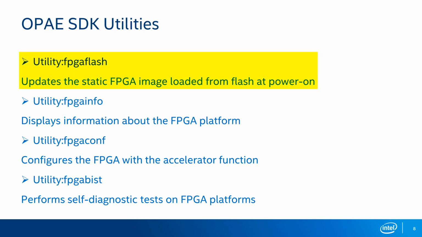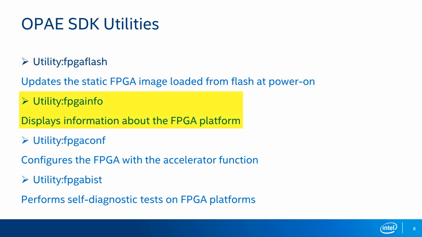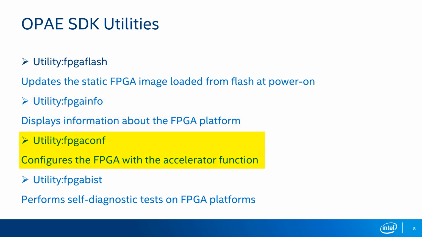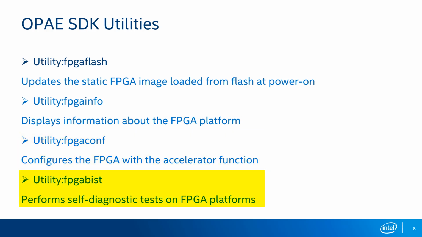The fpgaflash utility will update the static FPGA image loaded from flash at power on. The fpgainfo utility displays the information about the FPGA platform. The fpgaconf utility configures the FPGA with an accelerator function. The fpgabist utility performs self-diagnostic tests on the FPGA platform.